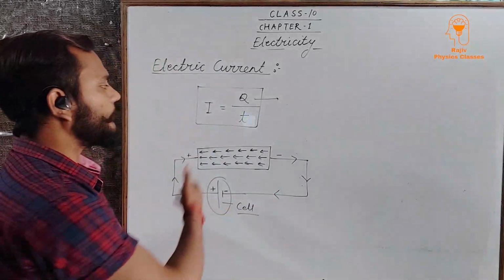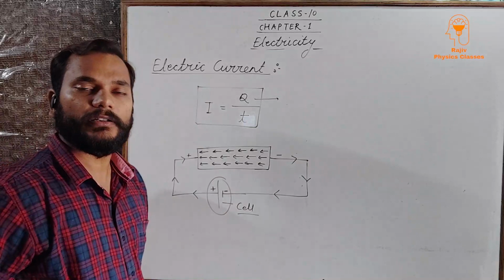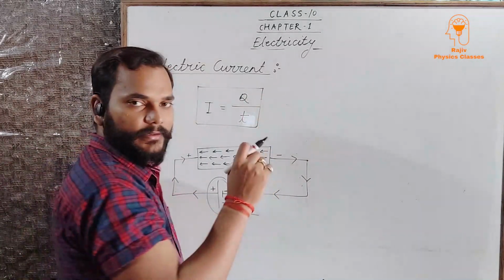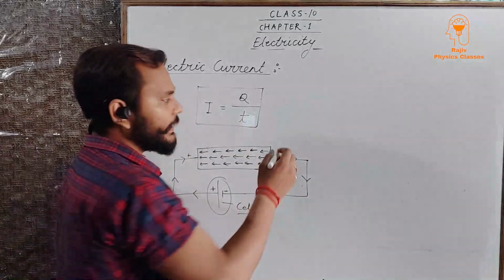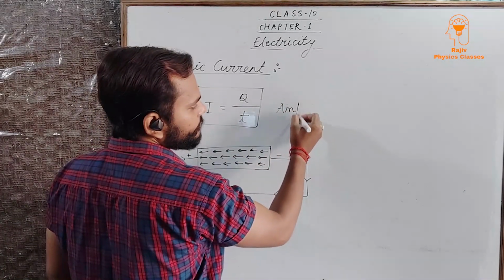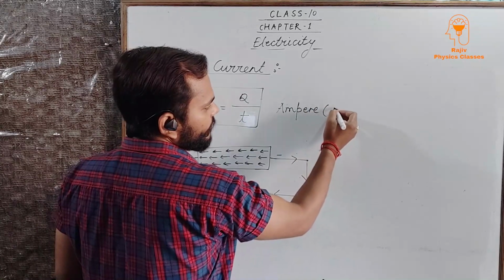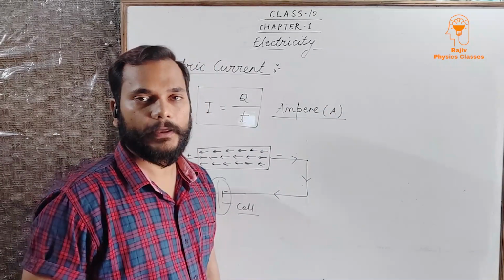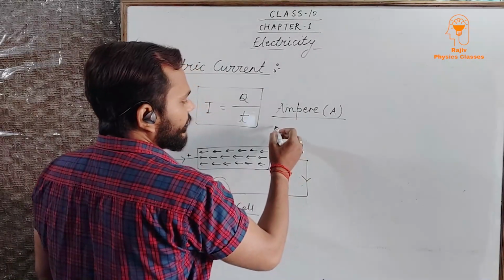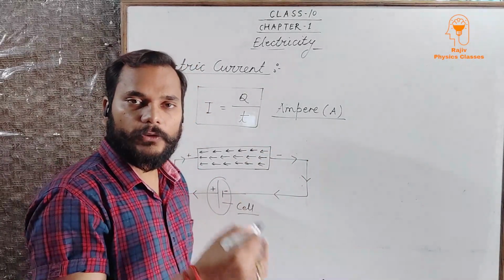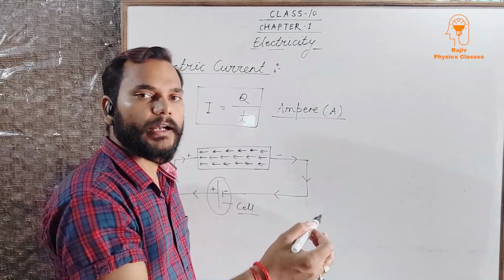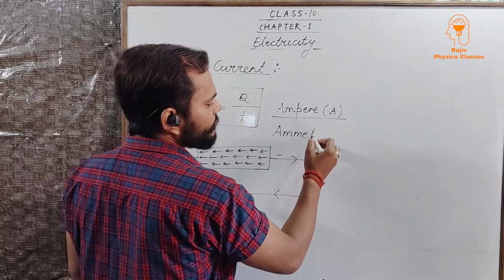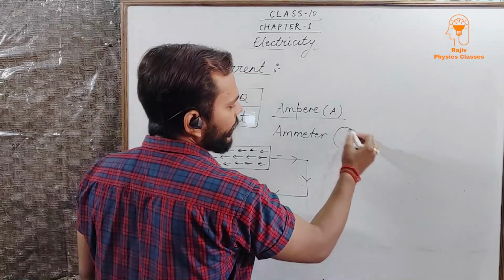So this is the formula of electric current: I equals Q upon T, charge per unit time. The unit of electric current is ampere. And there is an instrument with which we can calculate how much current is flowing through a conductor, through a wire, that is the ammeter.